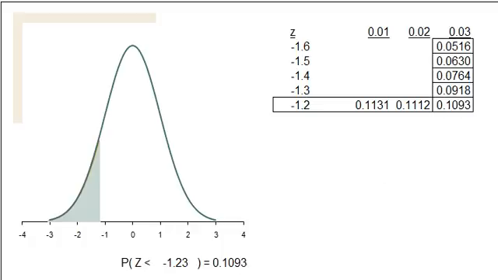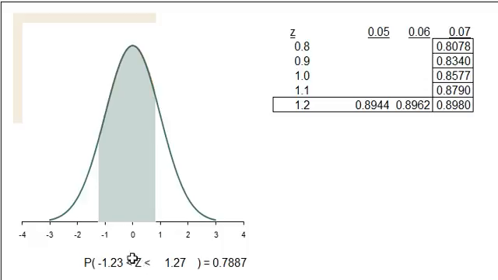Now let's put these together. Now suppose we wanted the area in between negative 1.23 and 1.27. Well, the first one we did was the area to the left of 1.27, and it was all this area, including this. The second one we did was the probability of z less than negative 1.23, and that was this leftmost area. So the probability between them is the first minus the second, which is this shaded area here. And this shaded area then is exactly the difference between those first two areas we calculated. 0.898 minus 0.1093 equals 0.7887.